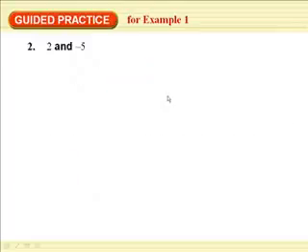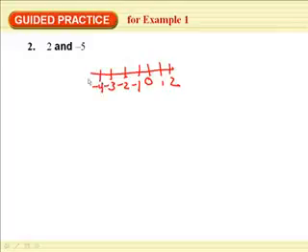Number 2, 2 and -5, and this one's got to be a little bit bigger of a number line because I got to go from, let's see, 0 here, 1 and 2. We only have to go to 2 that way. -1, -2, -3, -4, -5. So -5 is right there. 2 is right there. And here's what they're saying, 2 is greater than -5.